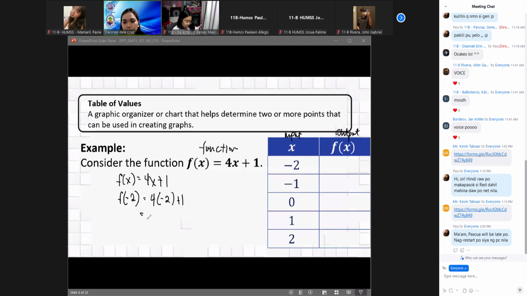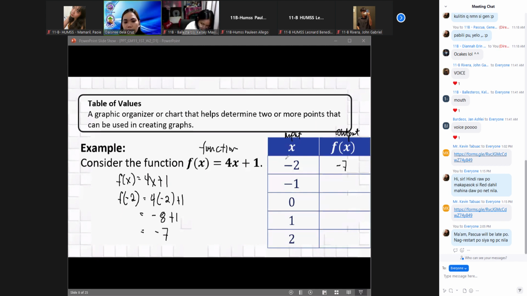So, therefore, we have f of -2 is equals to 4 times -2 plus 1. Nakakasunod? And then, simplify. So, 4 times -2, we have -8. Okay, so we have -8. -8 plus 1, -7. Okay, so we have -7. So, therefore, yung output natin is -7. Okay? So, ganun lang po.